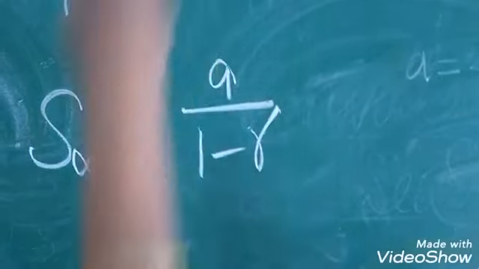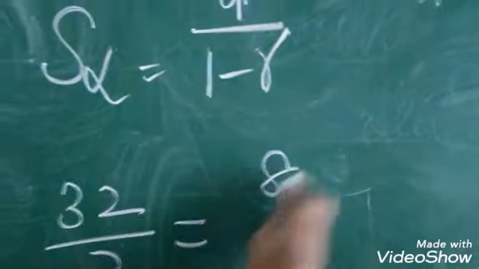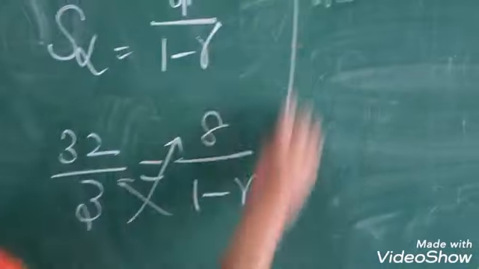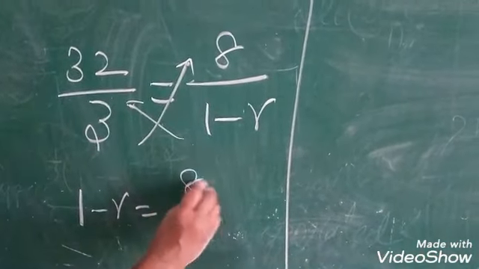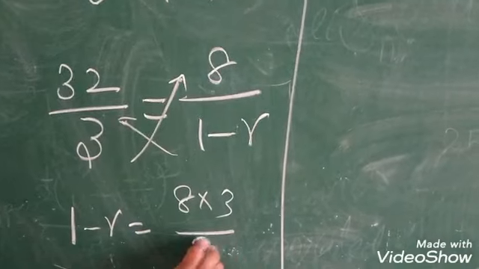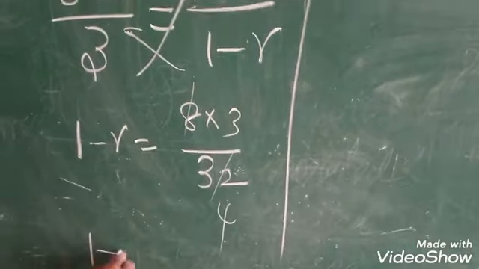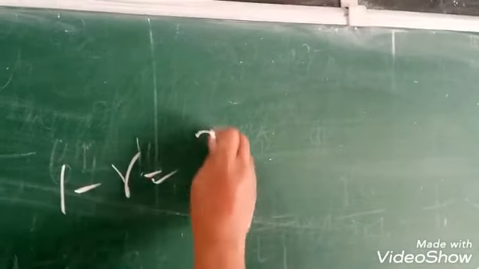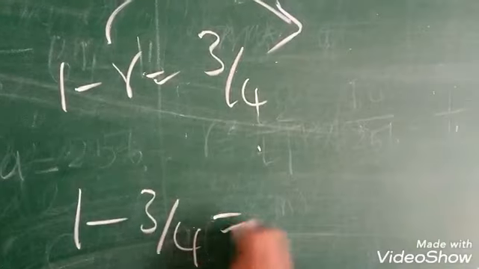S infinite is given, so you have to equate the S infinite value. A is 8, divided by 1 minus R. Now do a cross multiplication and you will get R. 1 minus R is equal to 8 into 3 divided by 32. Now 8 into 4 is 32, so 1 minus R is equal to 3 by 4. Now we need R, so 1 minus 3 by 4 is equal to R.